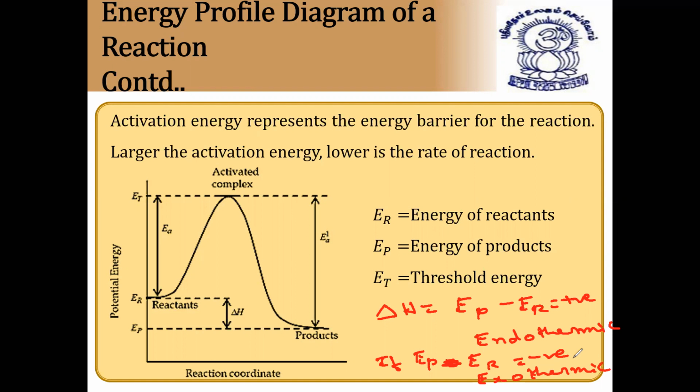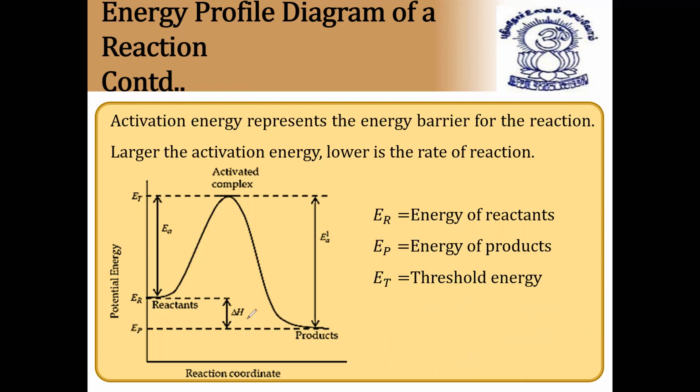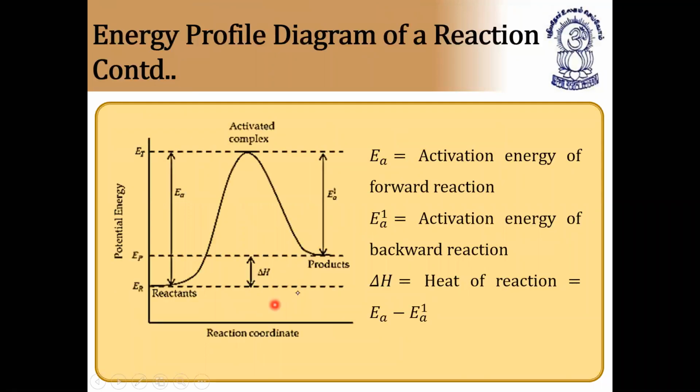So this is very, very important. Here EP minus ER: if you are getting a negative value, so EP is lesser than ER, it means negative delta H. If delta H is negative, it is an exothermic reaction, and if delta H is positive, it is an endothermic reaction. So in this case it is exothermic, and this is an endothermic reaction because EP minus ER is positive.